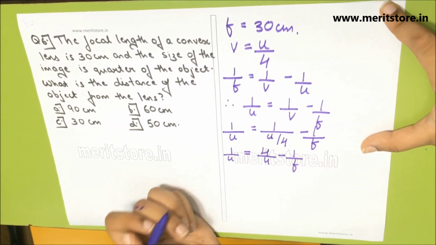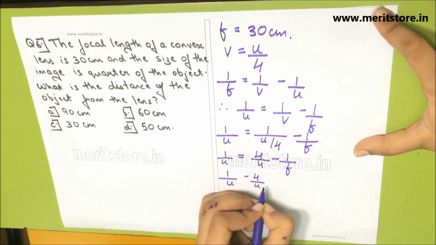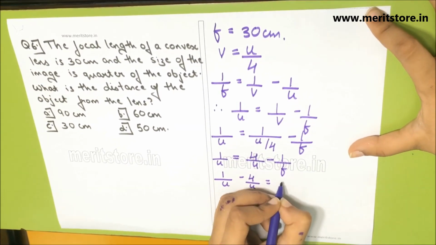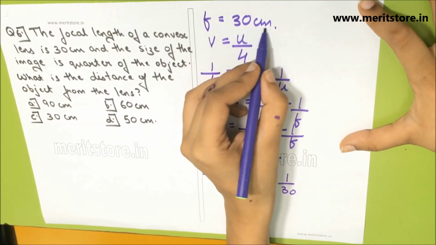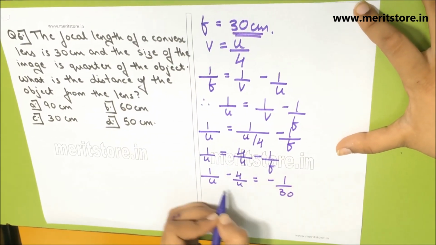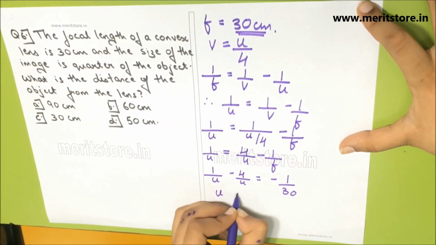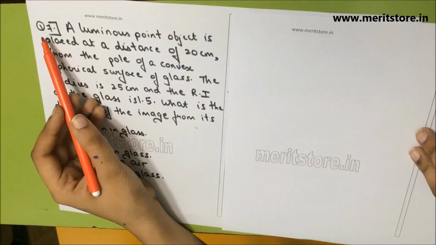Substituting the values, we get 1 by U minus 4 by U is equal to minus 1 by 30, because over here F is given as 30 centimeters to us. Now solving this, we will get U is equal to 90. That is option A.